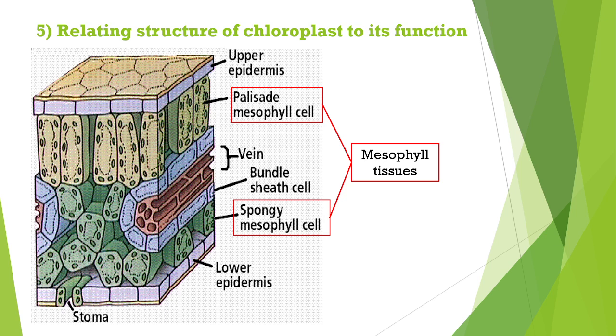The cells that have more chloroplasts are obviously cells that are found in the leaf, and they are found in the mesophyll tissues in the leaf, right? So there are two layers or two areas of mesophyll tissues, the palisade mesophyll and the spongy mesophyll. So the cells in these mesophyll tissues are the cells that have more chloroplasts. Another cell that has chloroplasts are the guard cells of the stomata.